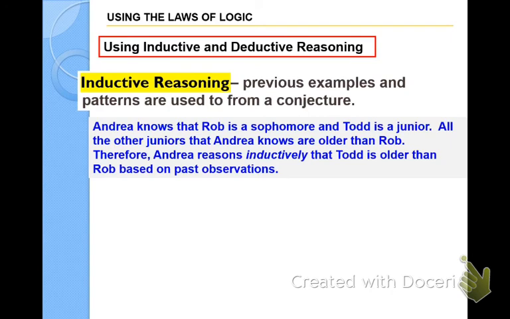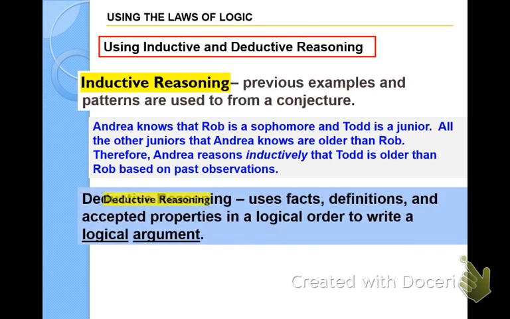Okay. So this one says it's the same thing but with different names. Andrea knows that Rob is a sophomore and Todd is a junior. So we really know that juniors should be older, so Todd should be older. Deductive reasoning, you're going to fill in the blank. You just need to fill in that it uses facts, definitions, and accepted properties.